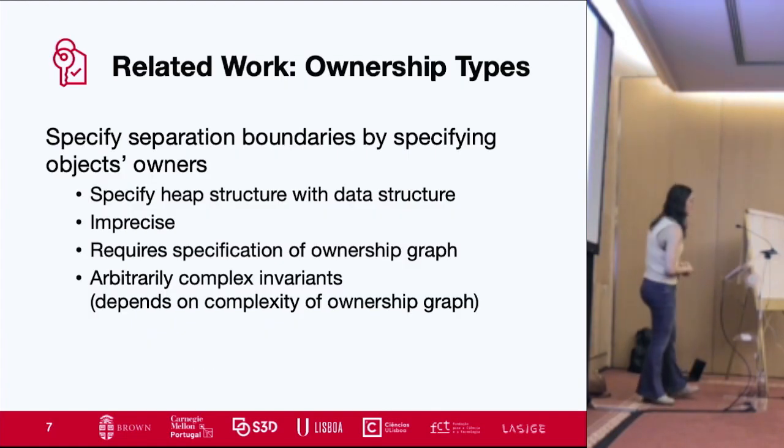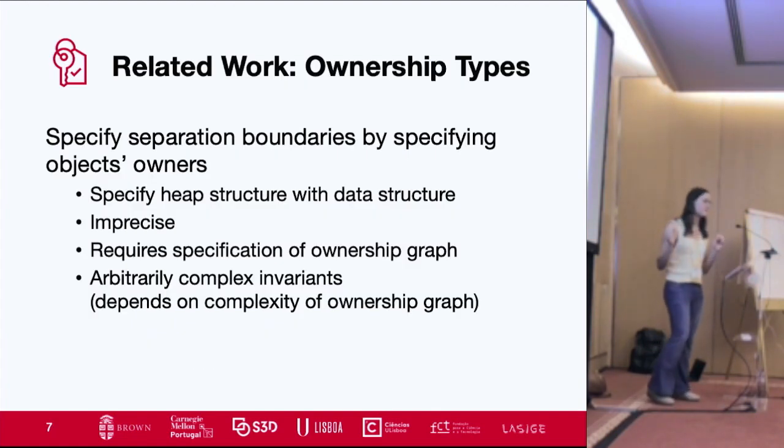Another related work is ownership types. Again, this is somewhat imprecise. A nice thing about this is that you get to specify the heap structure and some of your invariants on the objects along with the data structure. So that's nice, but this can get somewhat complex. You have to reason about a different ownership graph instead of just the regular reference graph that the developers are normally used to working with.